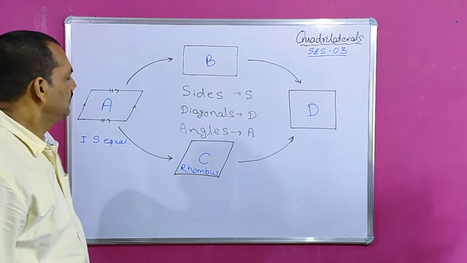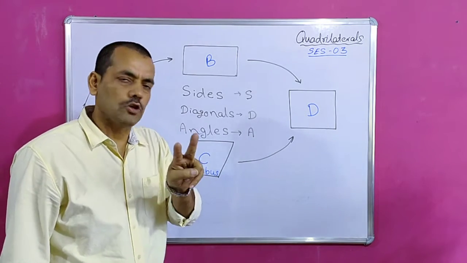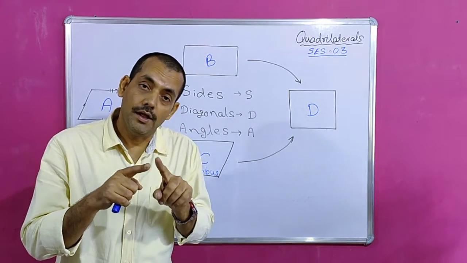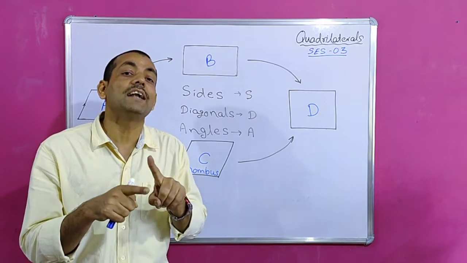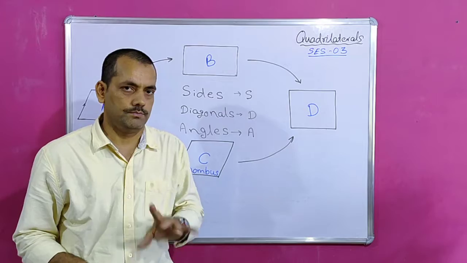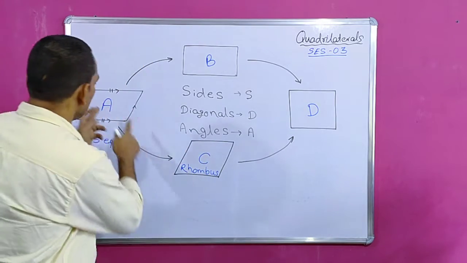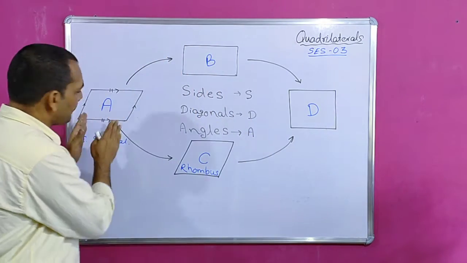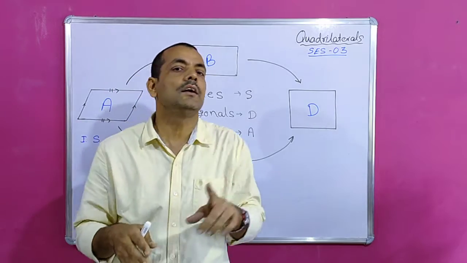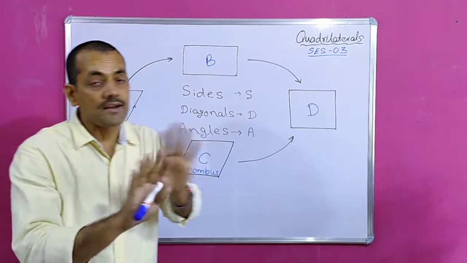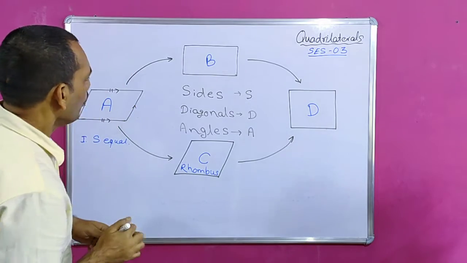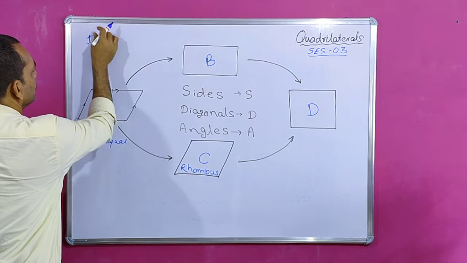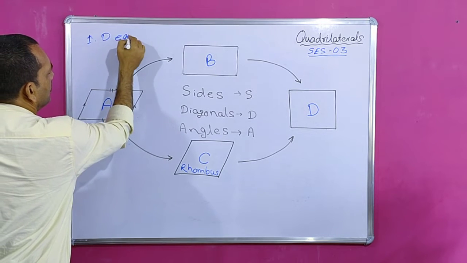Now coming to diagonals. There are two possibilities in case of diagonals. One, that the diagonals are bisecting each other at 90 degrees, or they are perpendicular bisectors. That is one possibility, because in a parallelogram, diagonals bisect but not at 90 degrees. And second, diagonals are equal, because in a parallelogram, diagonals are not equal. So if diagonals are equal, then here, case 1, D equal.